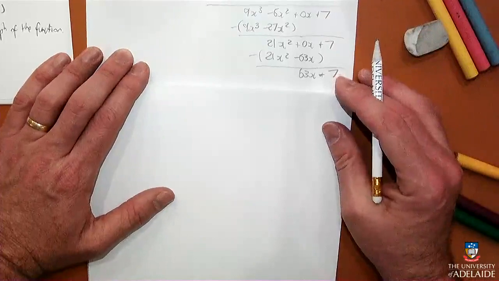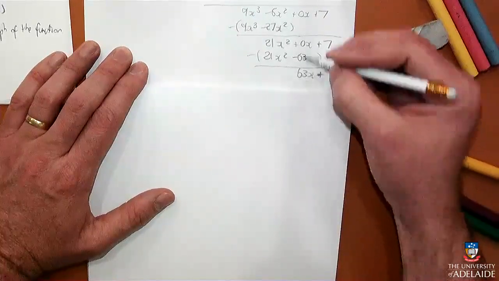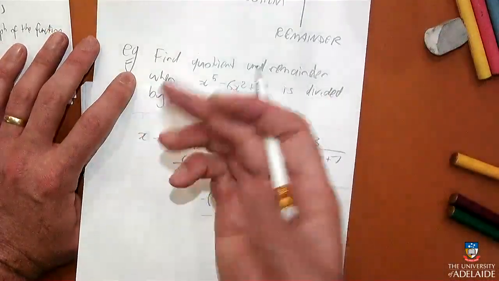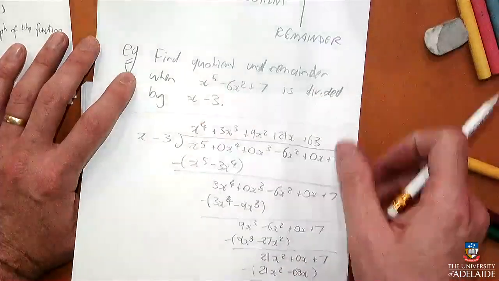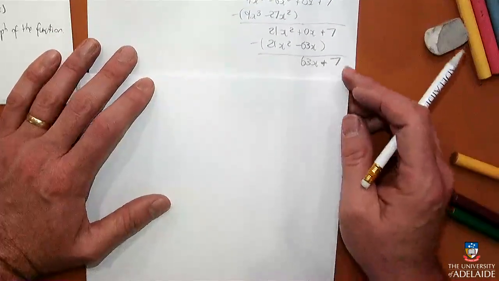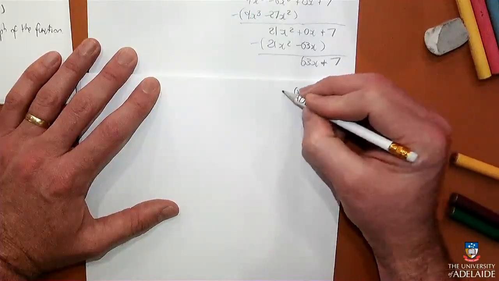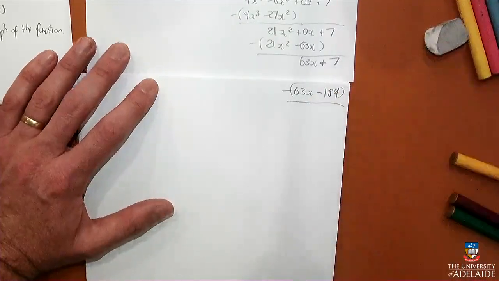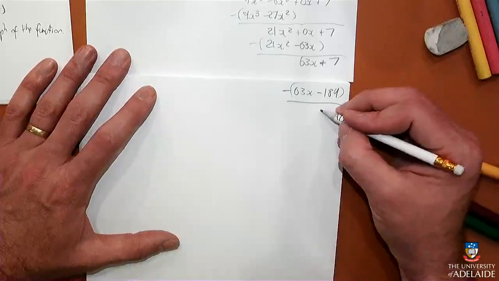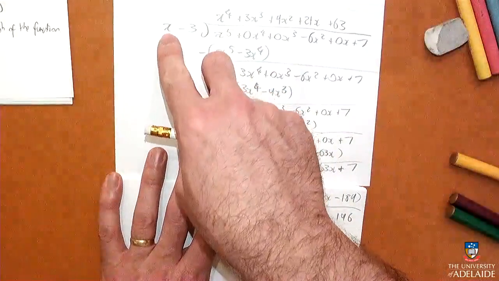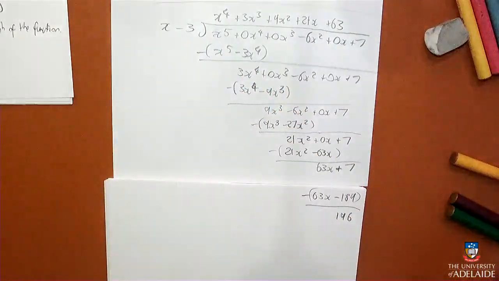So 63x plus 7. 63x divided by x is 63. I've just written that up here. 63 times x is 63x. 63 times minus 3 would be 189. Take that off. 7 minus 189 is 7 plus 189, which would be 196. And let's just see, 196 divided by x. No, there are no x's there to divide. I mean, I could totally do 196 over x, but that would turn into things that aren't polynomials anymore, and so I'm just going to stop there.